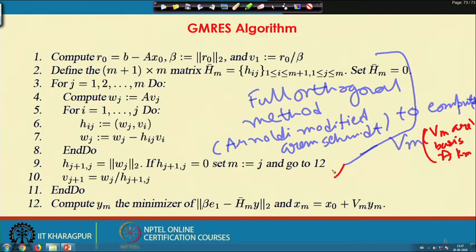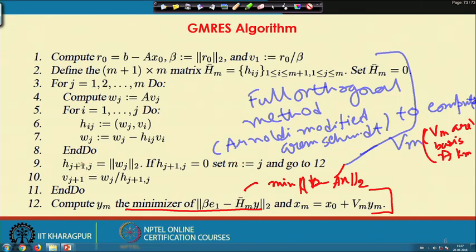And once you have finished this part, then this is what is specific in GMRES: the minimizer of beta E1 minus h bar m y. So, here you are actually finding the minimizer of the L2 norm of b minus A x. This is a new part in GMRES, and once you find this minimizer, because it is a smaller matrix, solving the least square equation is like solving the normal equation, which is much simpler than solving the large Ax is equal to b.